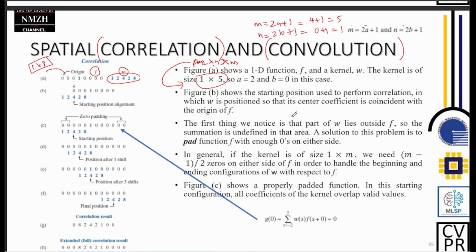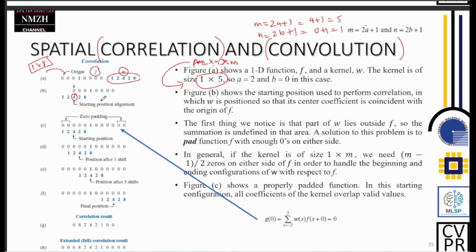So 1 times 8 is the original image in terms of pixels. B is showing the starting position. Normally the starting position for that particular correlation is here, guys. But we need to be careful: the center of the kernel needs to be multiplied by the first value of the image F.